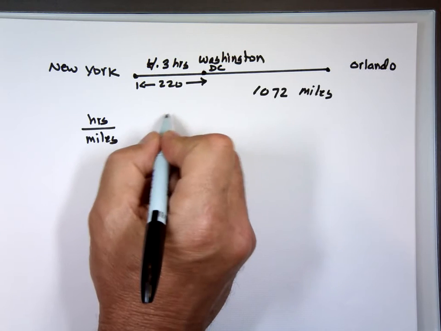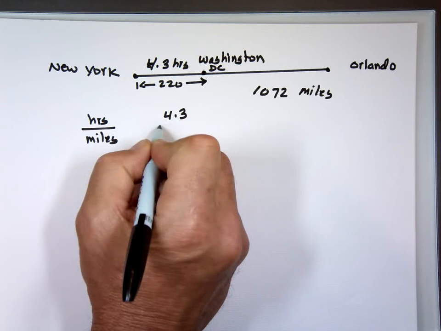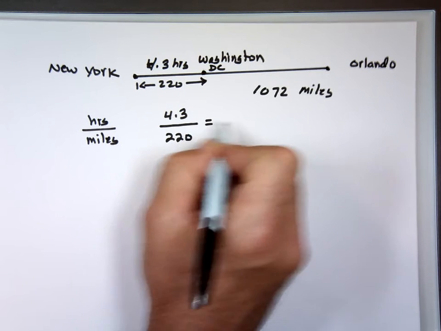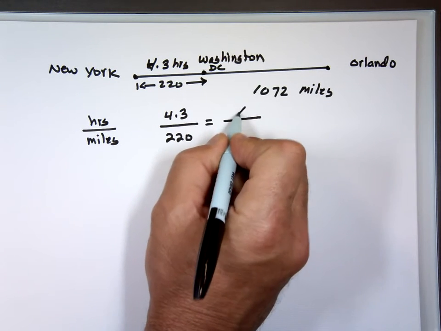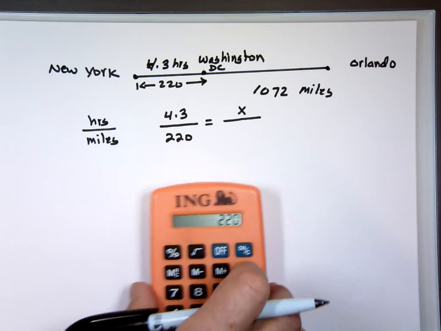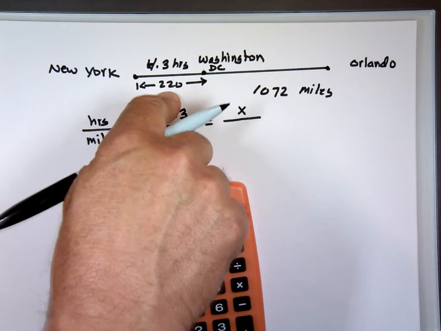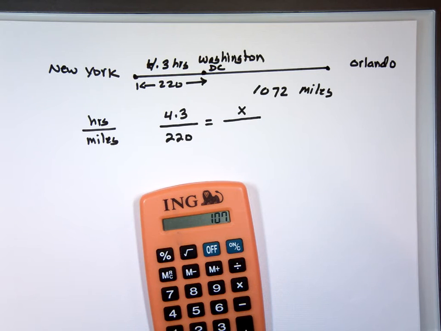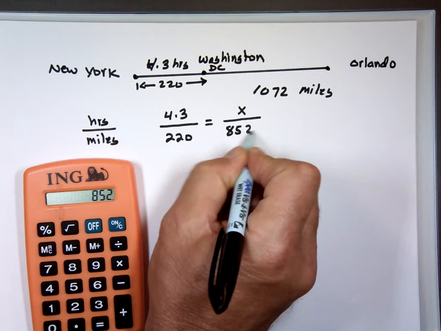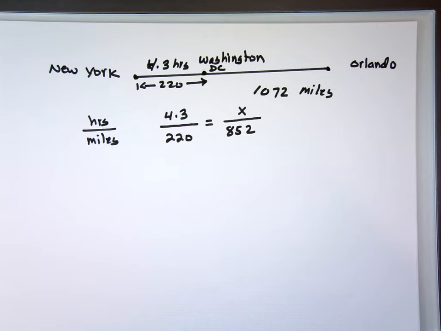So we drove 4.3 hours, and how many miles did we cover to Washington? 220. Now, how much time for the rest of the trip? Unknown. What is the distance for the rest of the trip? Isn't it the 1,072 minus the 220 that you drove? 1,072 minus 220, 852. That's how many more miles you have left to drive.